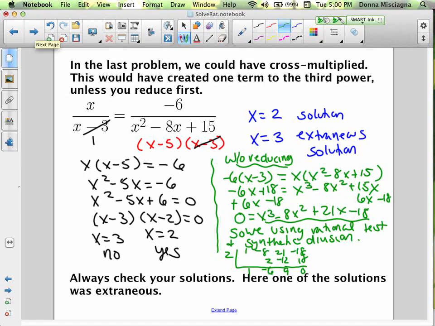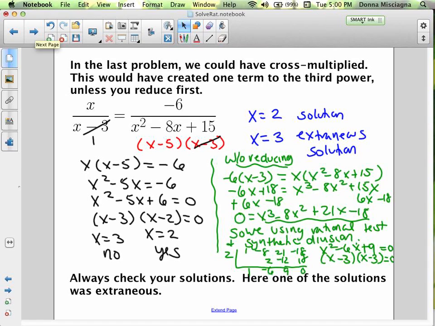We do get another extraneous solution, but look what it is. So x squared minus 6x plus 9, that's a perfect square, right? That's going to factor to x minus 3 and x minus 3. So we do get another extraneous solution. It's just another 3, right? So here, a little easier if we reduce first. Just remember, even if we cancel it out, that is an extraneous solution.